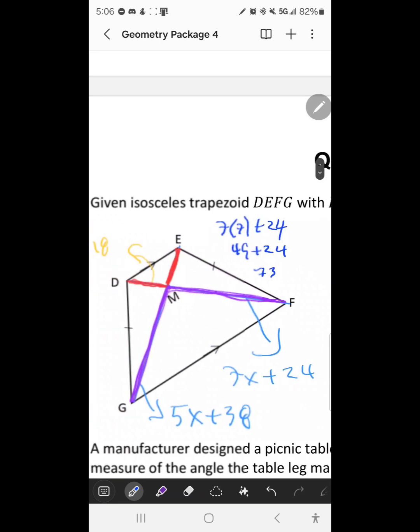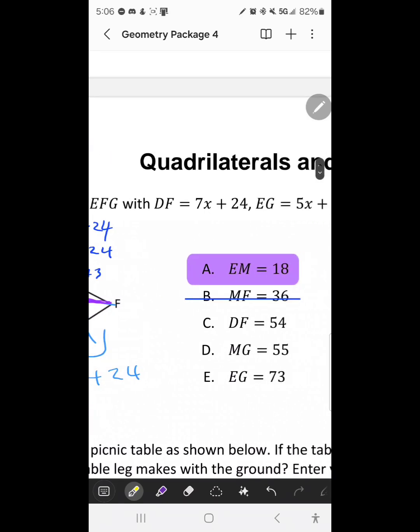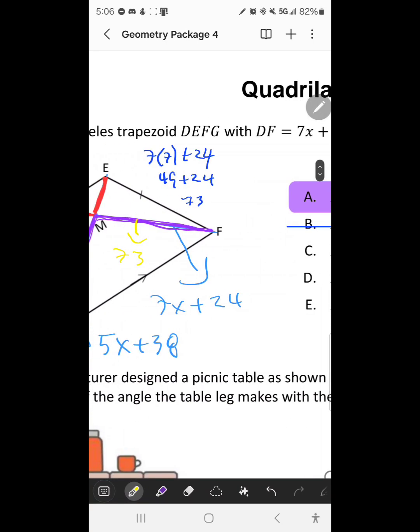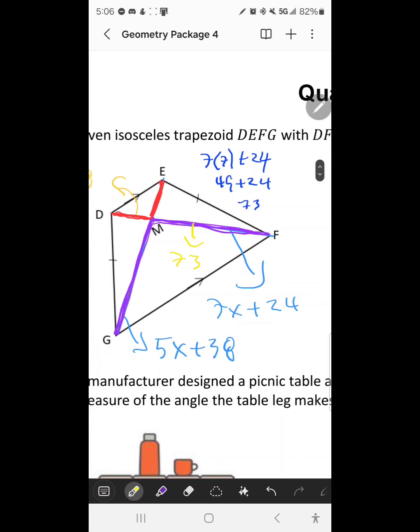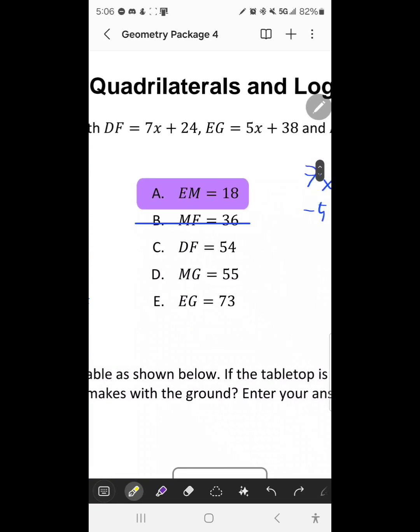Now let's see. DF is the whole thing. We know that this is 73 now. Let me use another color. This is 73. I say that DF, the whole thing, is 54. Yeah, we can easily see that that's not the answer because MF, just this side, is already bigger than 54.